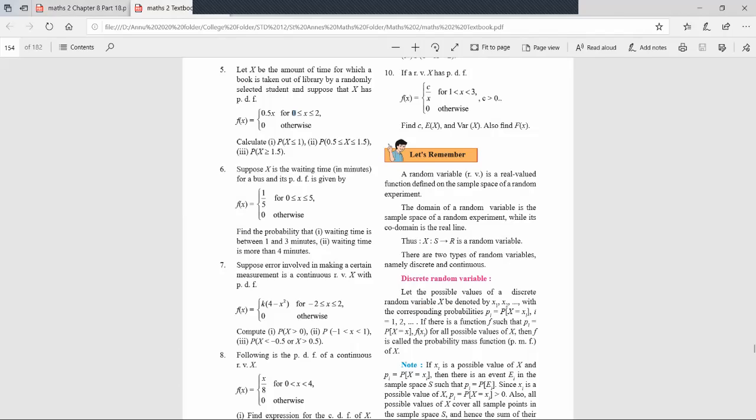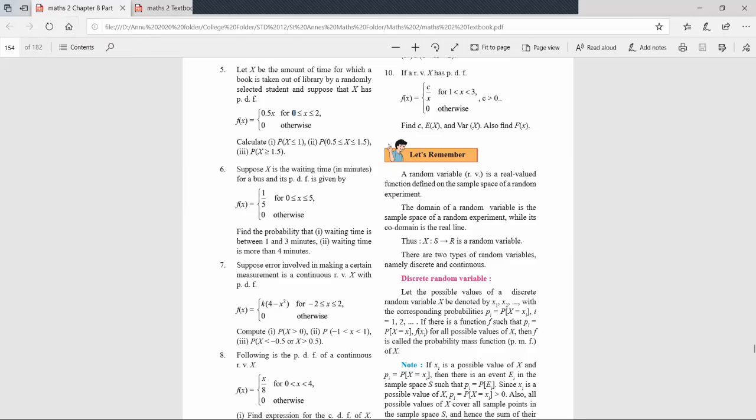Moving forward to the next one, question number 6. Suppose X is the waiting time in minutes for a bus and the PDF is given as follows. The function is given with the condition put on is 0 less than or equal to X less than or equal to 5. Find the probability that the waiting time is between 1 and 3 minutes, and the probability that the waiting time is more than 4 minutes.